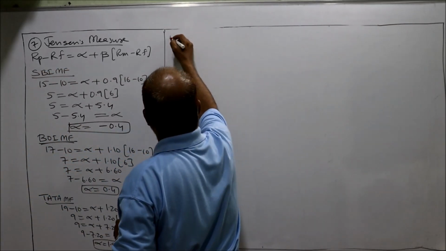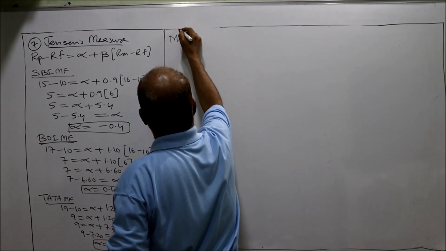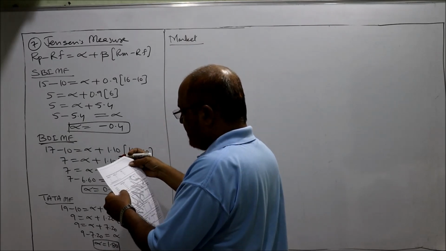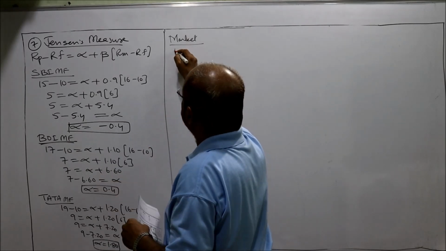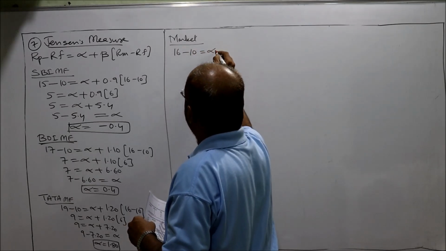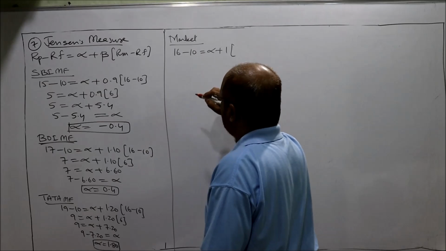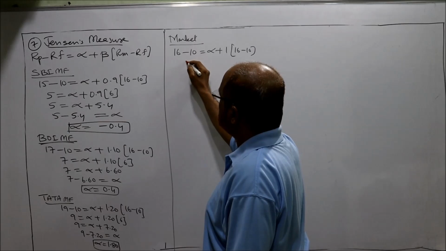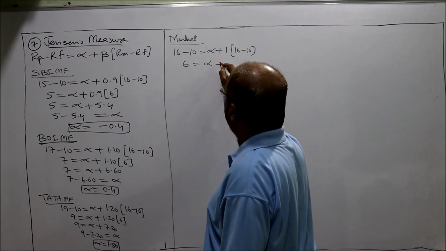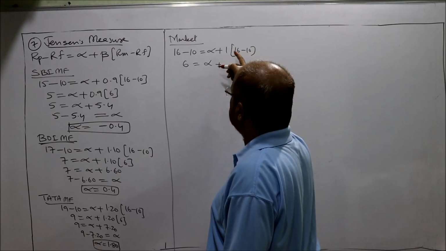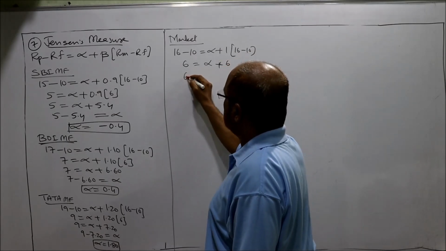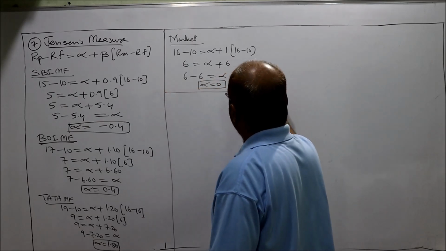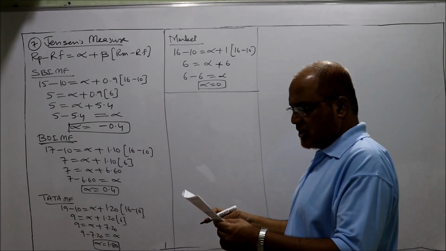Now market. Market index always will get 0 alpha. We'll check it. So market return is 16% minus 10 is equal to alpha plus beta of the market, which always equals 1, into 16 minus 10. So 16 minus 10 is 6 is equal to alpha plus 6. 6 ones are 6. So 6 minus 6 is equal to alpha. Alpha is equal to 0. Always the market alpha will be equal to 0.